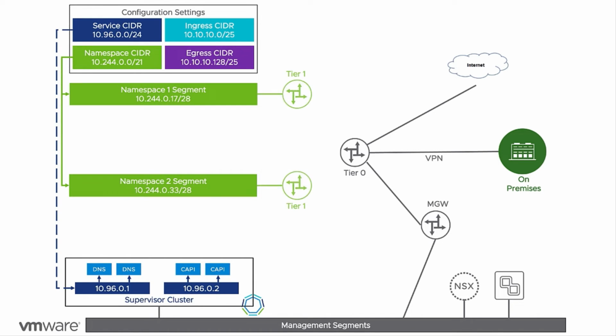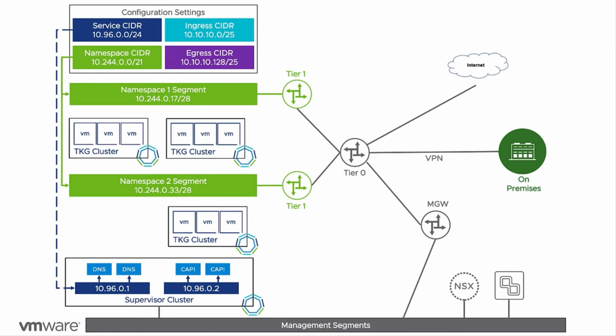Next, we will need a CIDR for vSphere namespaces. We will discuss vSphere namespaces in a future lesson, but know that each namespace gets a network segment. These network segments are where your Tanzu Kubernetes clusters will be connected to your SDDC. You should be sure to provide a minimum of a /23 network range for this CIDR.